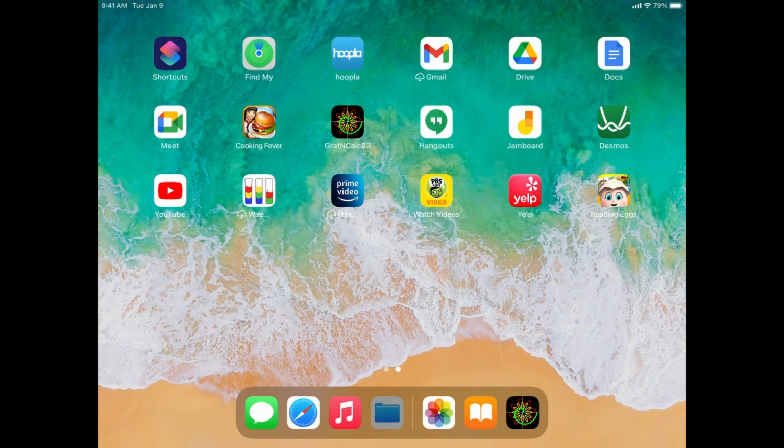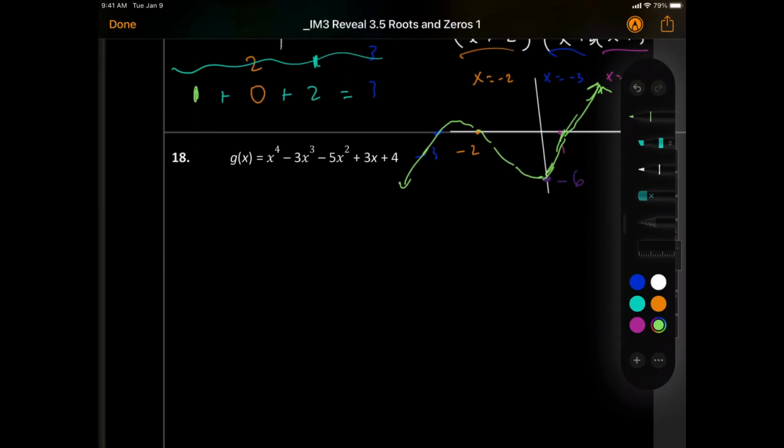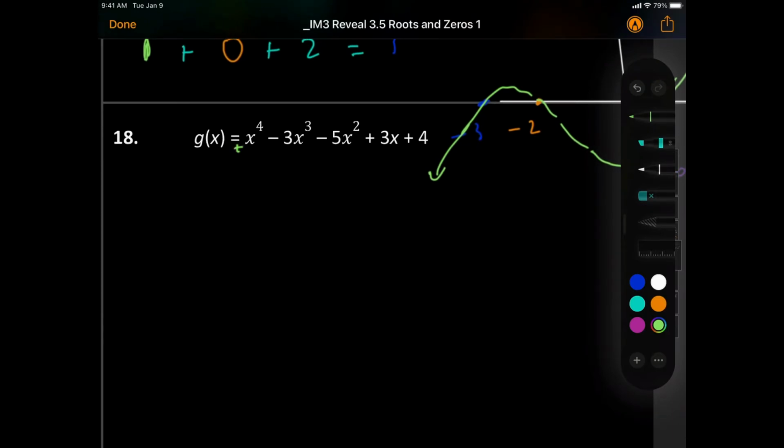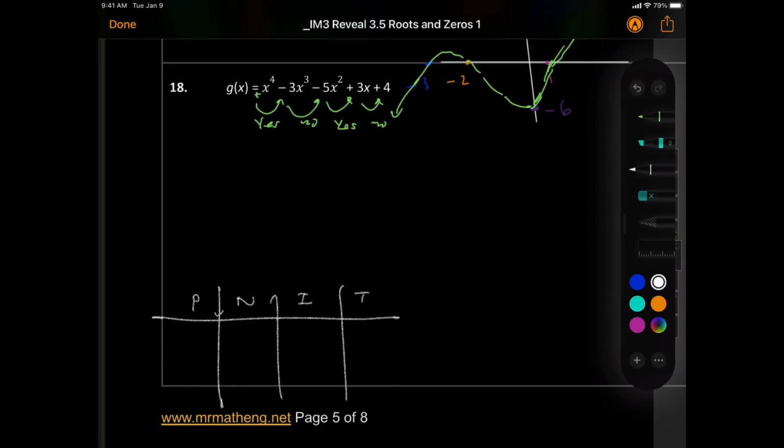Alright, let's try this next one. Number 18. And let's try Desmos with this one. So let's look at the positive real zeros. Yes, that's a change. No. Yes. No. So in our table, positive, negative, imaginary, total. So that means you're going to have 2 or 0. Okay, so our total degree here is 4, fundamental theorem of algebra.